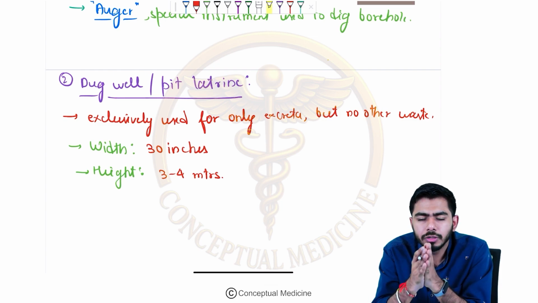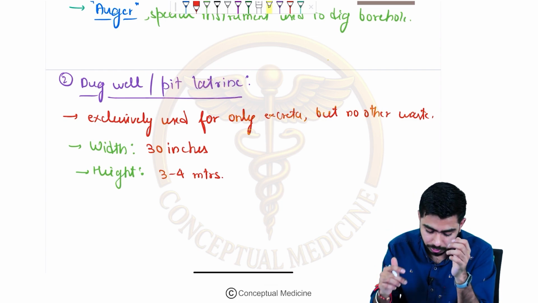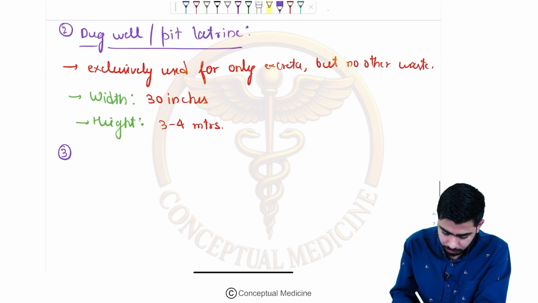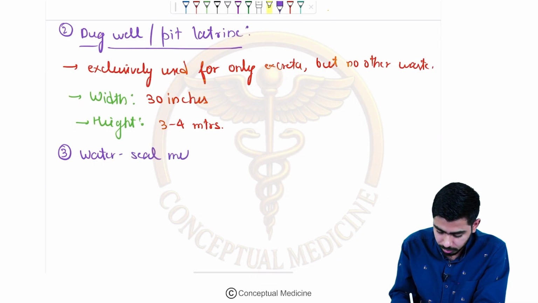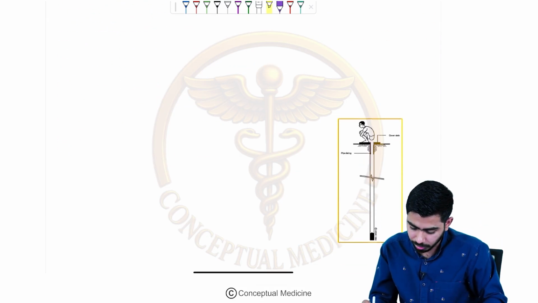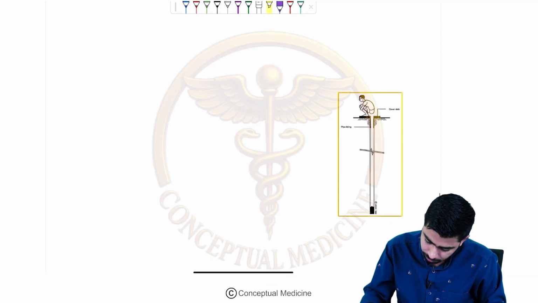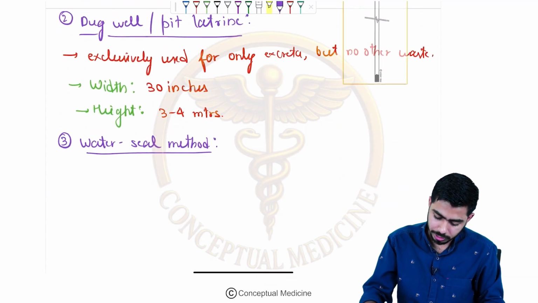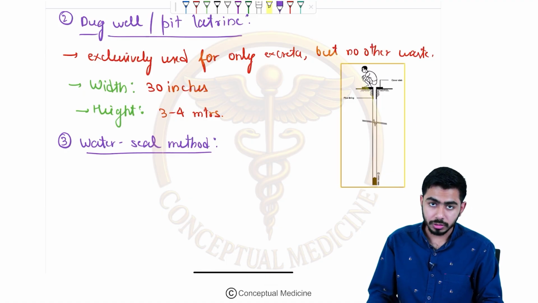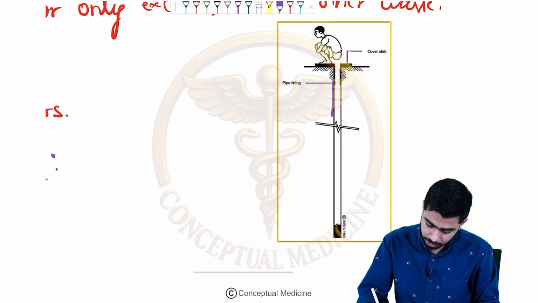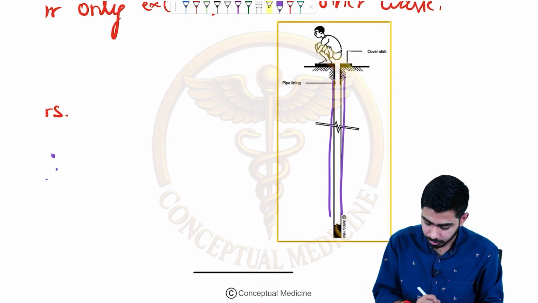Okay, the next method which we shall talk about is the water seal method. Remember, that is the third one, the water seal method. Let me show you the dug well picture also. Yes, this is the picture we shall talk about. Here you can see it is a dug well or pit method.